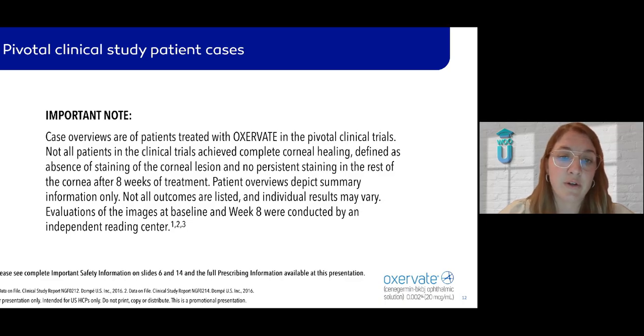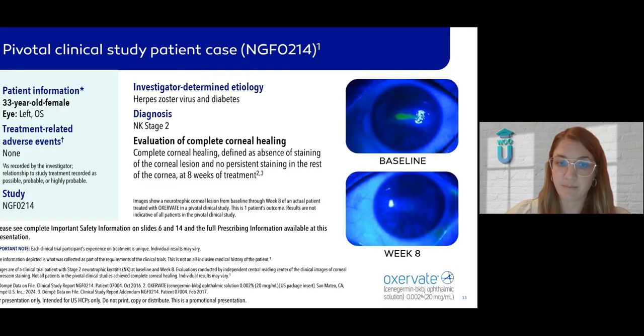I'll read this word for word. Case overviews are of patients treated with oxervate in the pivotal clinical trials. Not all patients in the clinical trials achieve complete corneal healing, defined as absence of staining of the corneal lesion and no persistent staining in the rest of the cornea after 8 weeks of treatment. Patient overviews depict summary information only. Not all outcomes are listed, and individuals' results may vary. Evaluations of the images at baseline and week 8 were conducted by an independent reading center.